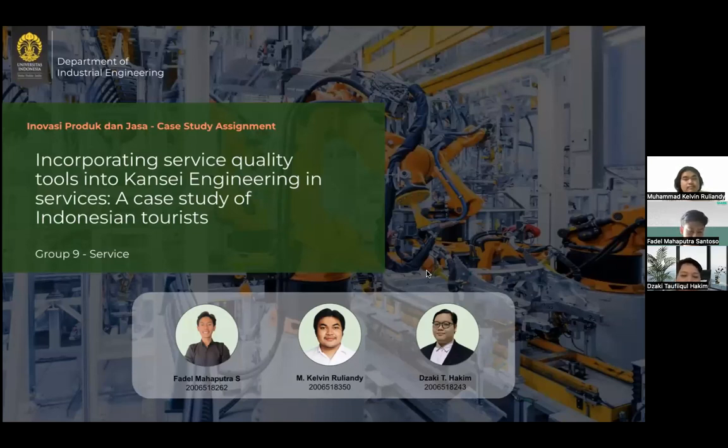We are from Group 9, and we'll be presenting our weekly assignment, which is about incorporating service quality tools into Kansei engineering in services, a case study of Indonesian tourists.